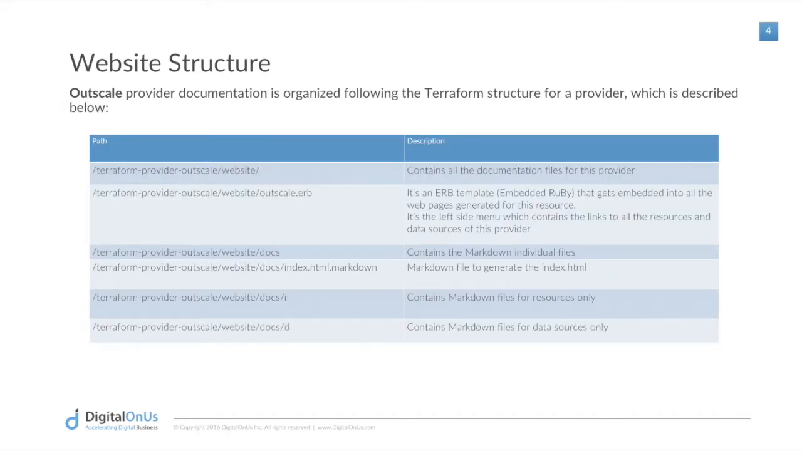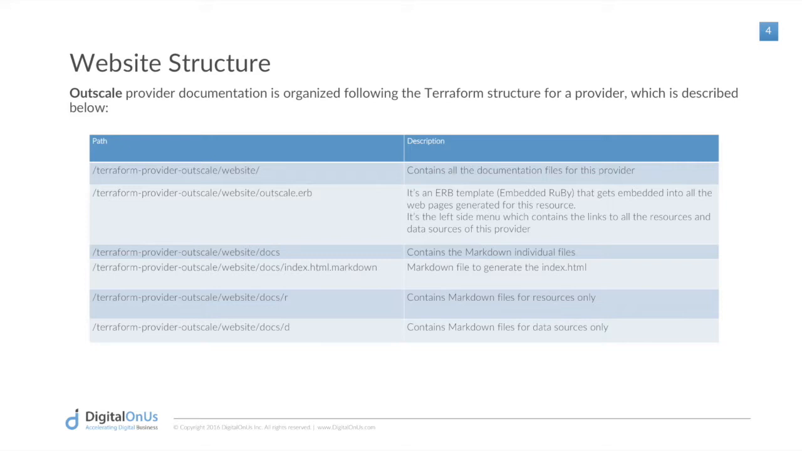Let's review how the document files are organized for a Terraform provider. There's a folder called website that contains all of the document files. Within that folder, there's a file called outscale.erb. This file contains the left side menu that is embedded in all of the web pages for the provider. If you open up this file, you will find HTML code with the links to all of the resources and data sources for the provider. This file is an ERB template, which is an embedded Ruby template. The website/docs folder contains the index and individual resources and data sources documents.